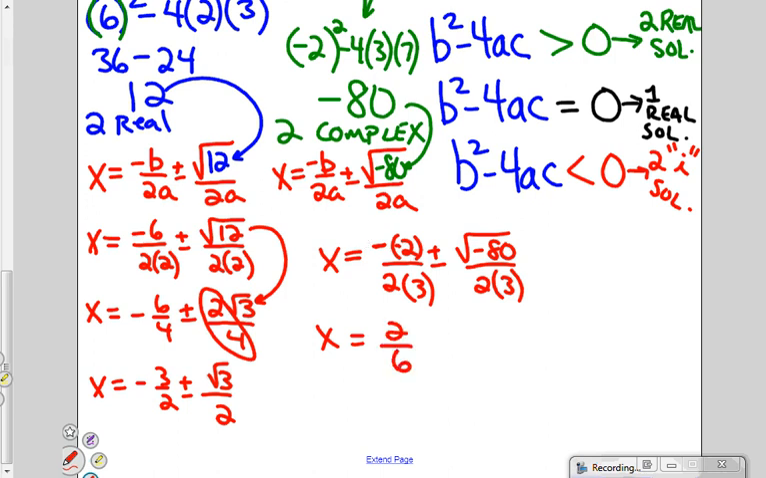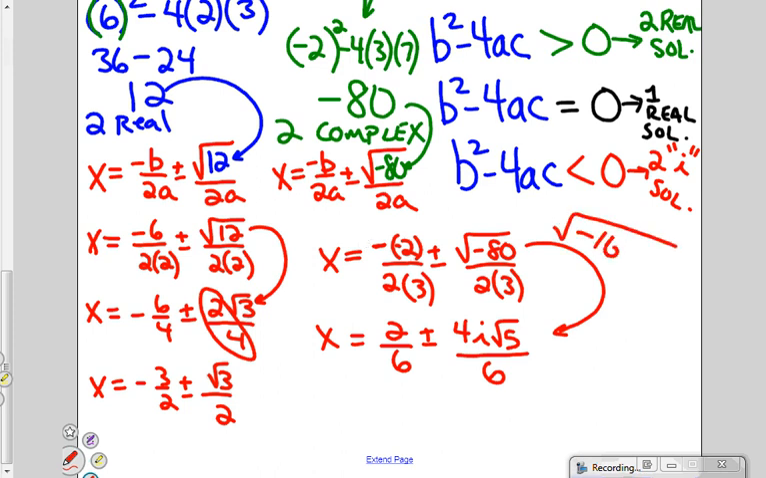2/6 plus or minus. I'm going to show this simplification. Don't know how I got the 4i root 5? Negative 80 breaks up into negative 16 times 5. What do we call the square root of negative 16? 4i. The square root of 5 is stuck under the radical.